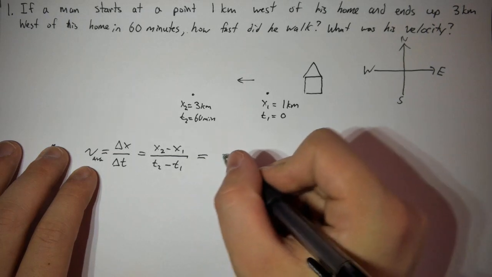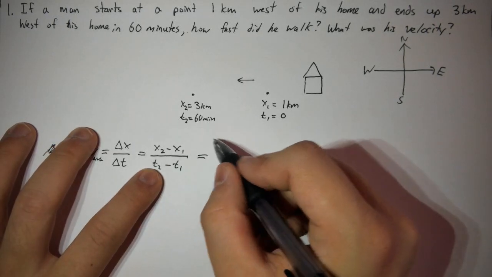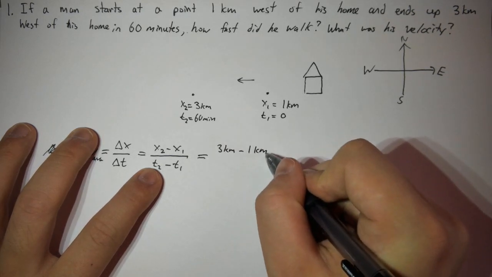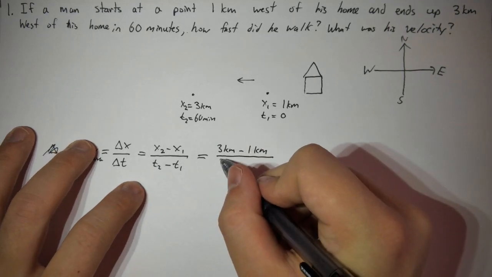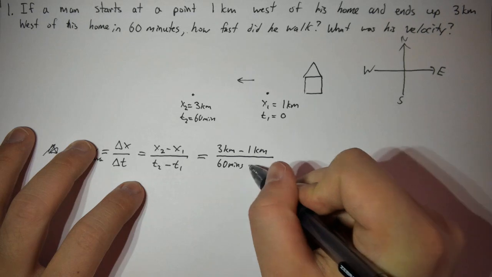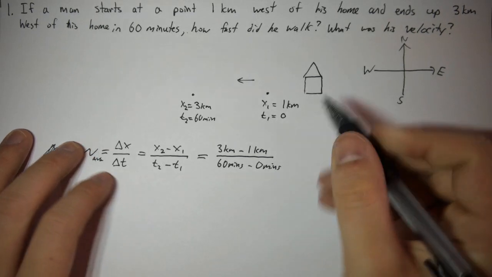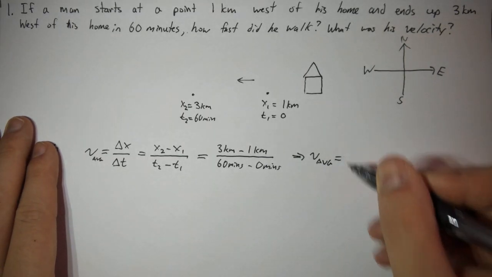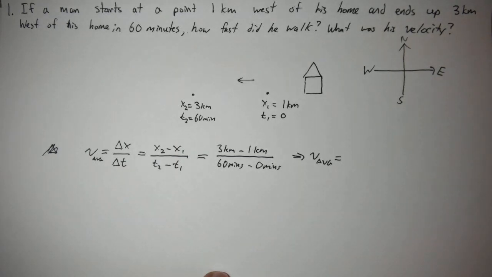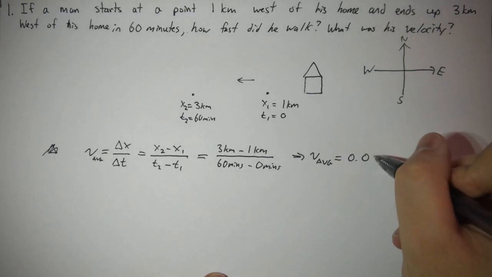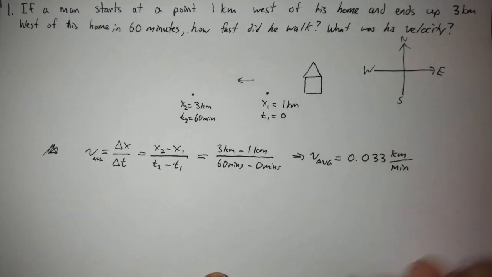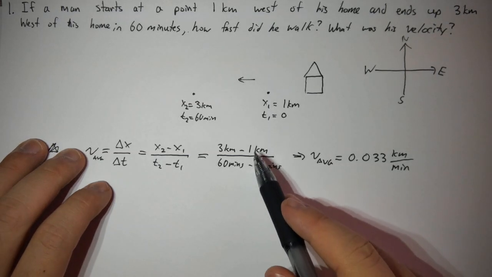So this is equal to 3 kilometers minus 1 kilometer over 60 minutes minus 0 minutes. And what we get is that his average velocity is 0.033 kilometers per minute.